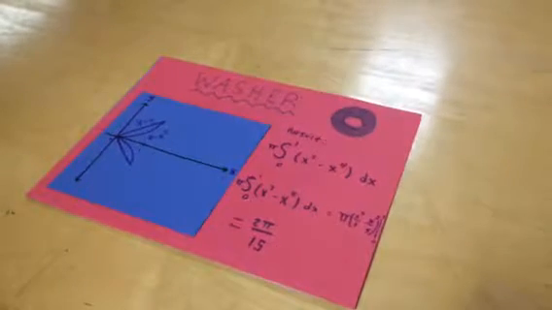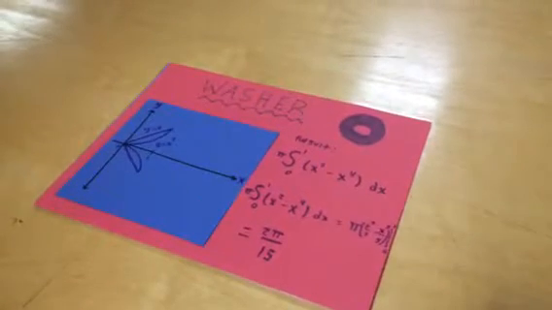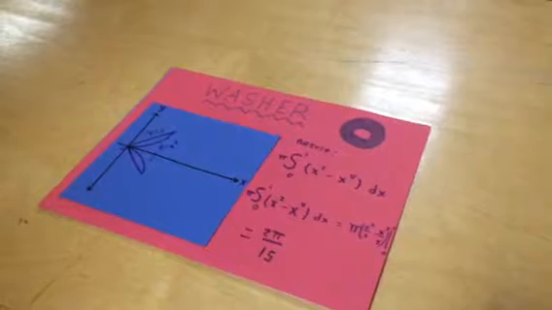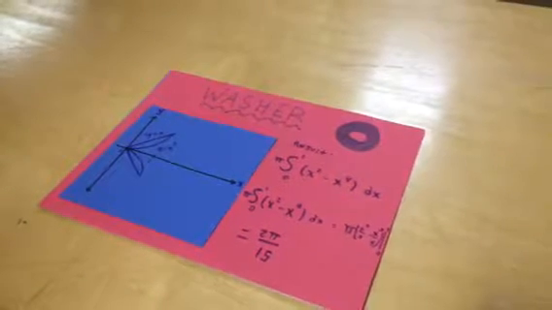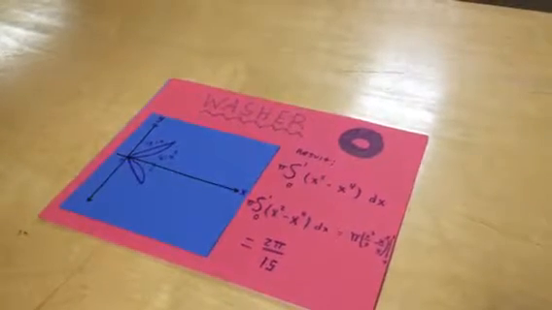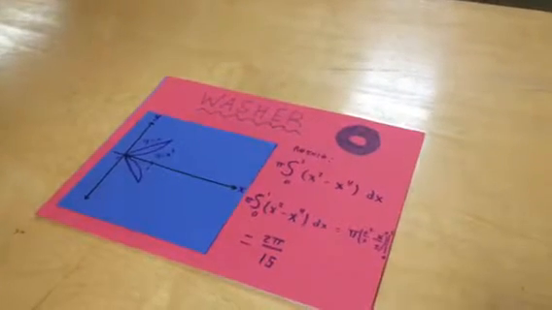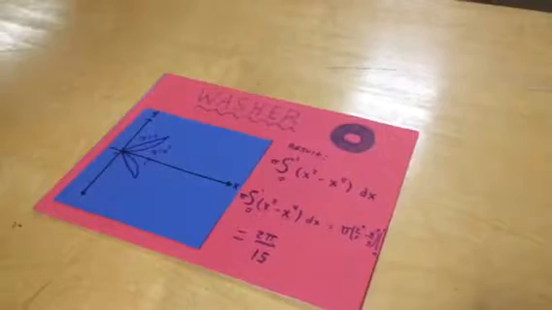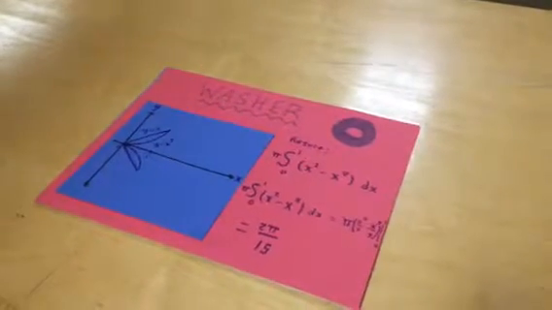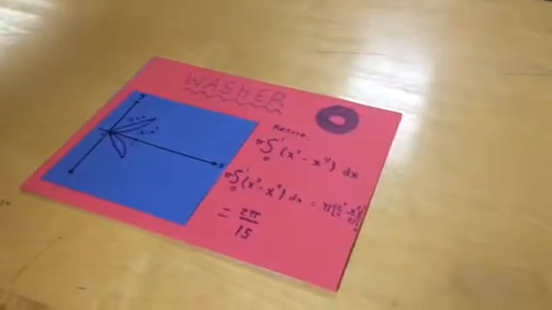The formula used was pi times the integral from 0 to 1 of big R squared minus little r squared. In this problem, big R was x, while little r was x squared. The result is pi times the integral from 0 to 1 of x squared minus x to the 4th dx. Now you integrate, and the answer is 2 pi over 15.